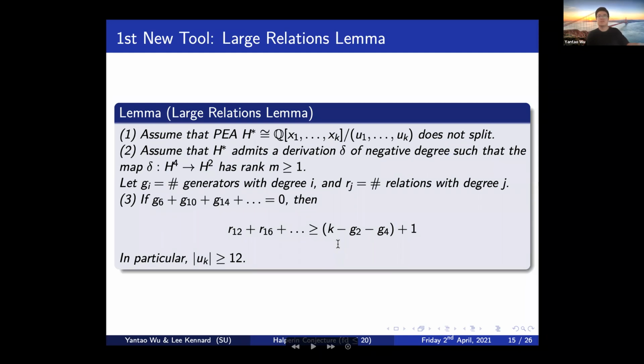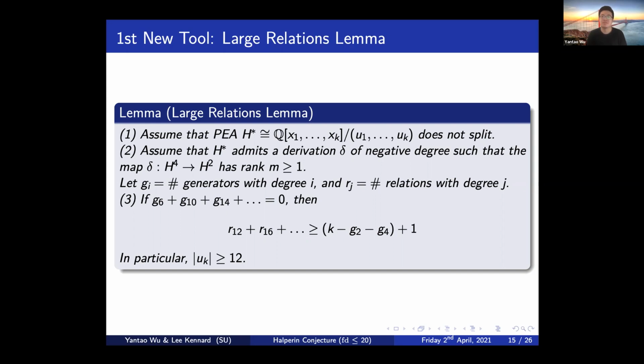So I will give something new. Kina and I proved two new tools. The first is the large relation lemma. The second is the top to bottom lemma. The first, the large relation lemma, has three assumptions.